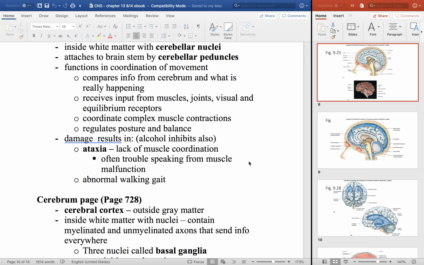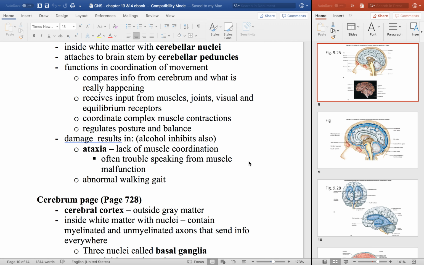This is called ataxia, which is a lack of muscle coordination. People can't walk a straight line. They can't close their eyes and touch their nose. They have trouble speaking because the tongue is a muscle. And think of how complex language is itself just with all the muscles to form the words.